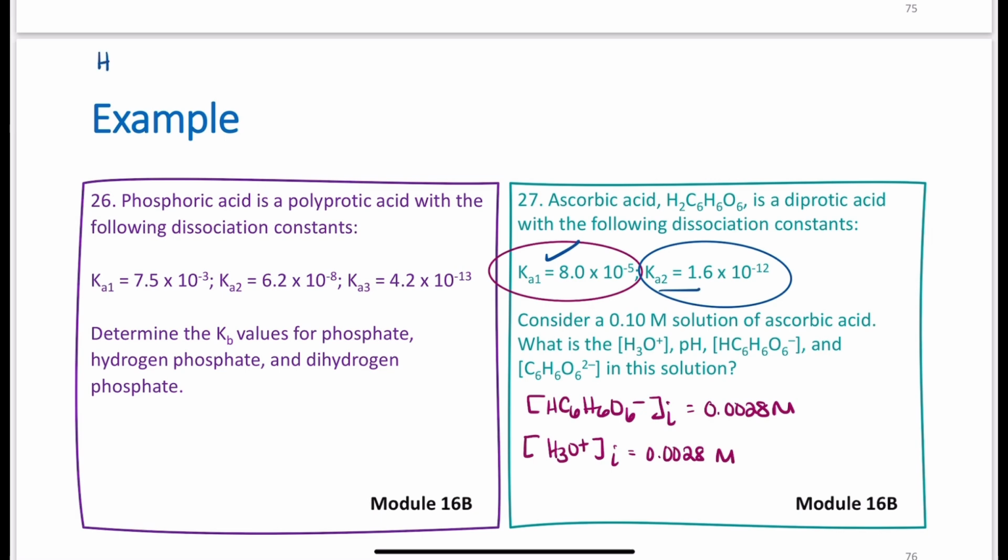What that represents is the second dissociation. I've got the conjugate base of ascorbic acid, but remember this is amphiprotic or amphoteric, whichever way you want to say it, meaning it can act as an acid or a base. And so this reacts with water, donating its second proton, forming C6H6O6 2 minus and H3O plus.